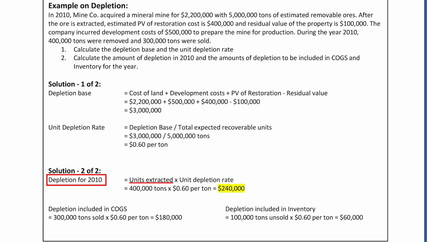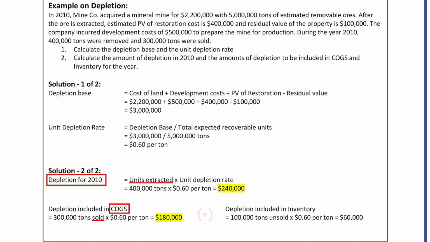Now, the depletion for 2010 needs to be allocated between COGS and inventory. So, next line, depletion included in COGS. Put a box around COGS. And that is calculated as 300,000 tons sold, underline sold, times 60 cents per ton, calculates to highlight $180,000.